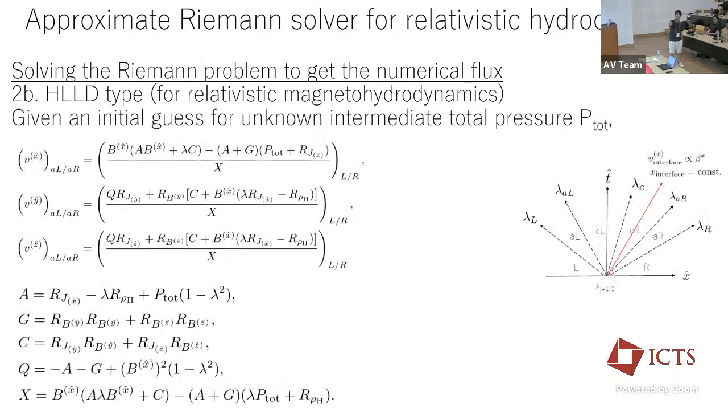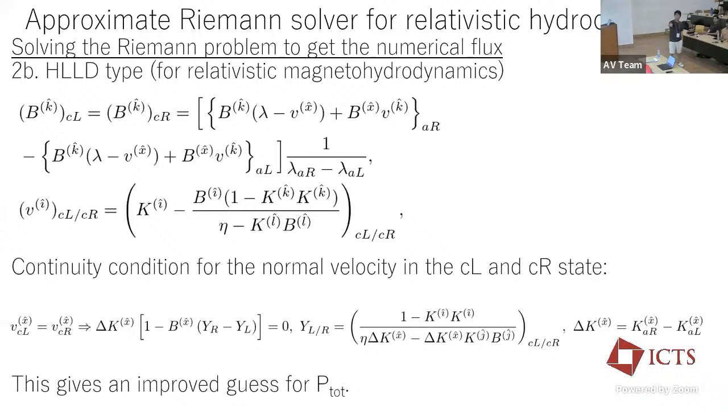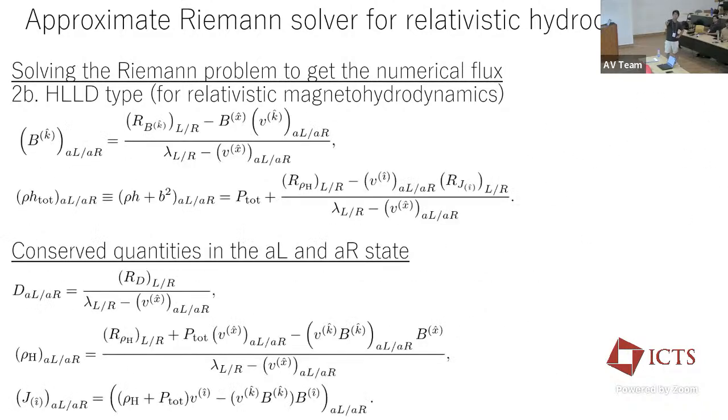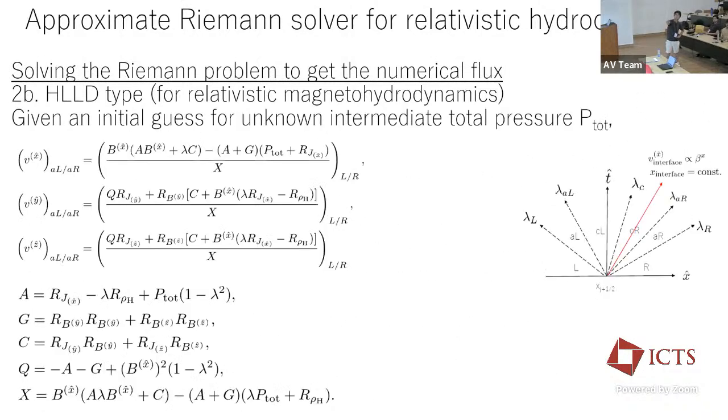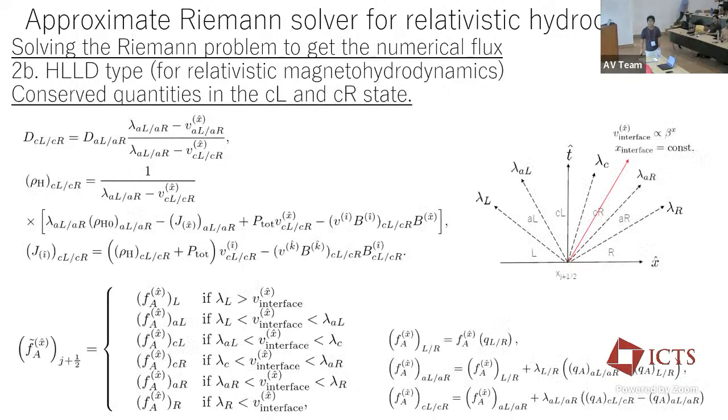So we start from the unknown quantity, the initial guess of p total. We can get the AL and AR states. Also, we can get the CL and CR states. Then you can connect the 3-velocity in the CL state and the 3-velocity in the CR state. Because this condition should be satisfied, finally you get the improved guess for the p total. Then we go back to the first procedure, right? Because the p total is updated, you repeat that procedure until you get convergence. And this is the HLLD solver.